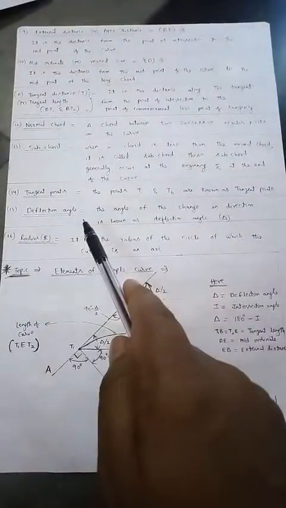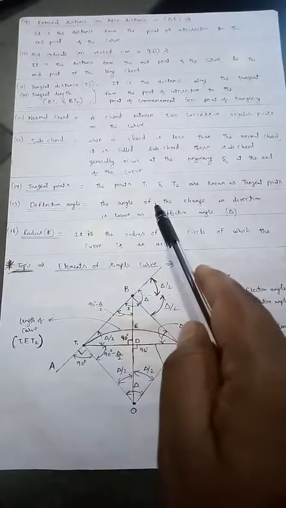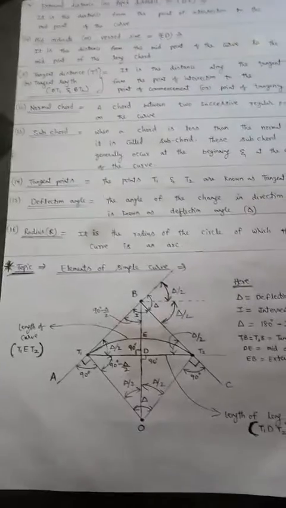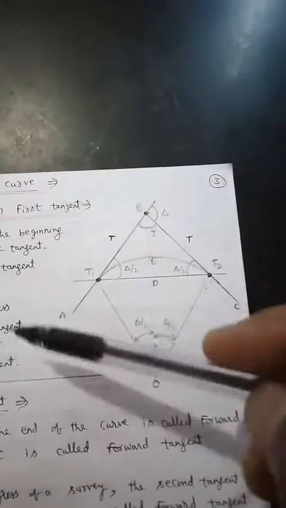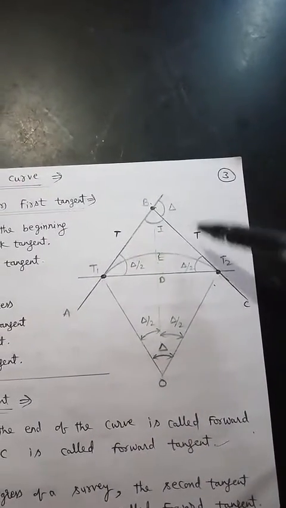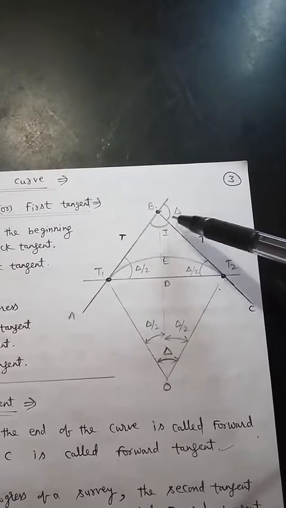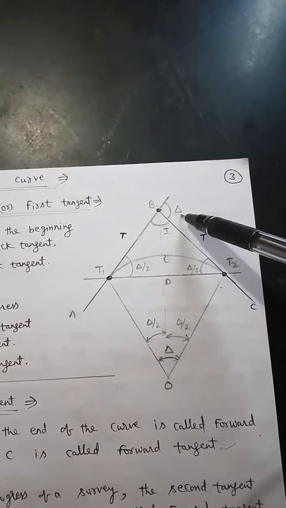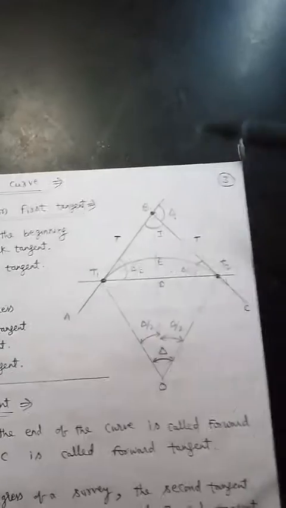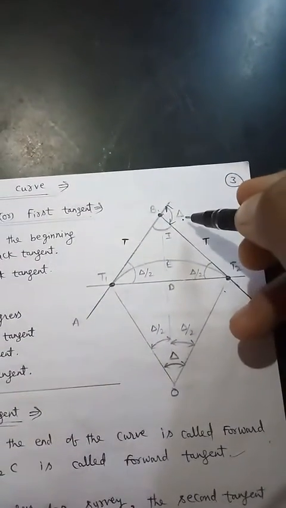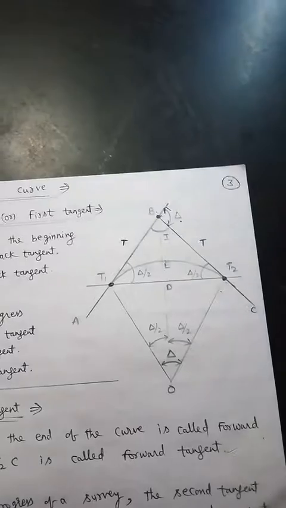So the next definition is deflection angle. The angle of the change of direction is known as deflection angle. So this is the tangent line changing its direction. The angle is known as deflection angle. See here, this delta indicates the deflection angle.